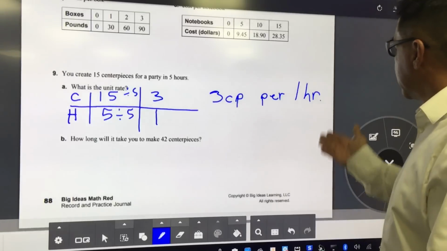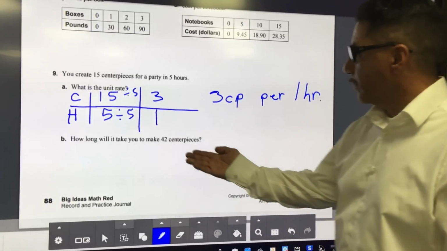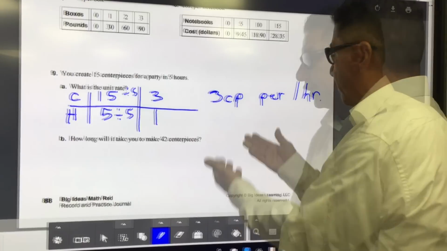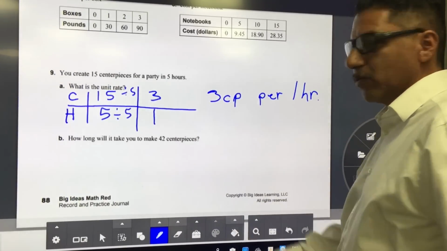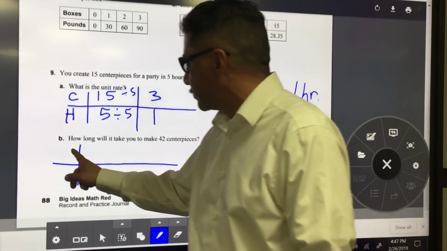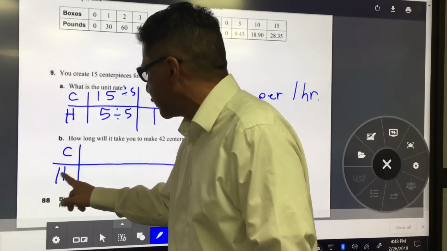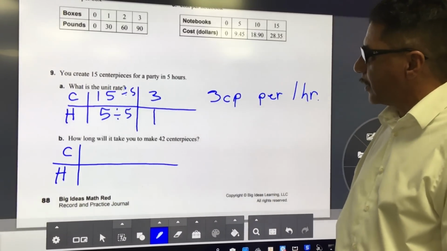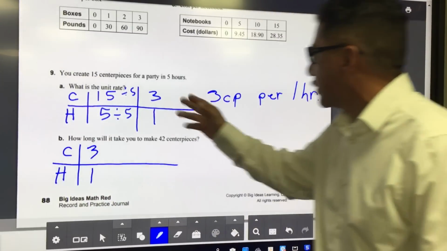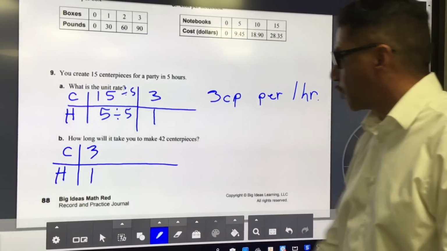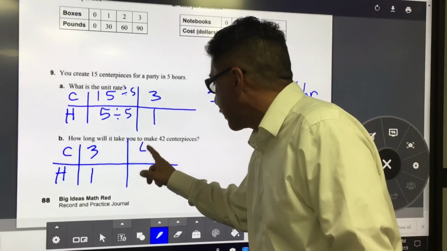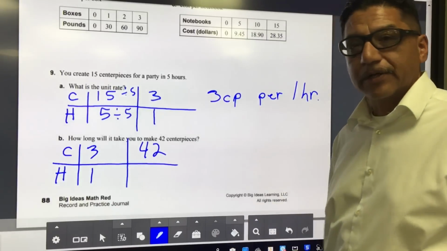Okay, so there is your unit rate, and now they want to know how long it would take you to make 42 centerpieces. So once again, we're going to use our table. On the top, we're going to use centerpieces, and on the bottom, we're going to use hours. So how many centerpieces can we make in 1 hour? Well, in 1 hour, we found out that we can make 3 centerpieces. So the question now is, how long will it take us to make 42 centerpieces?